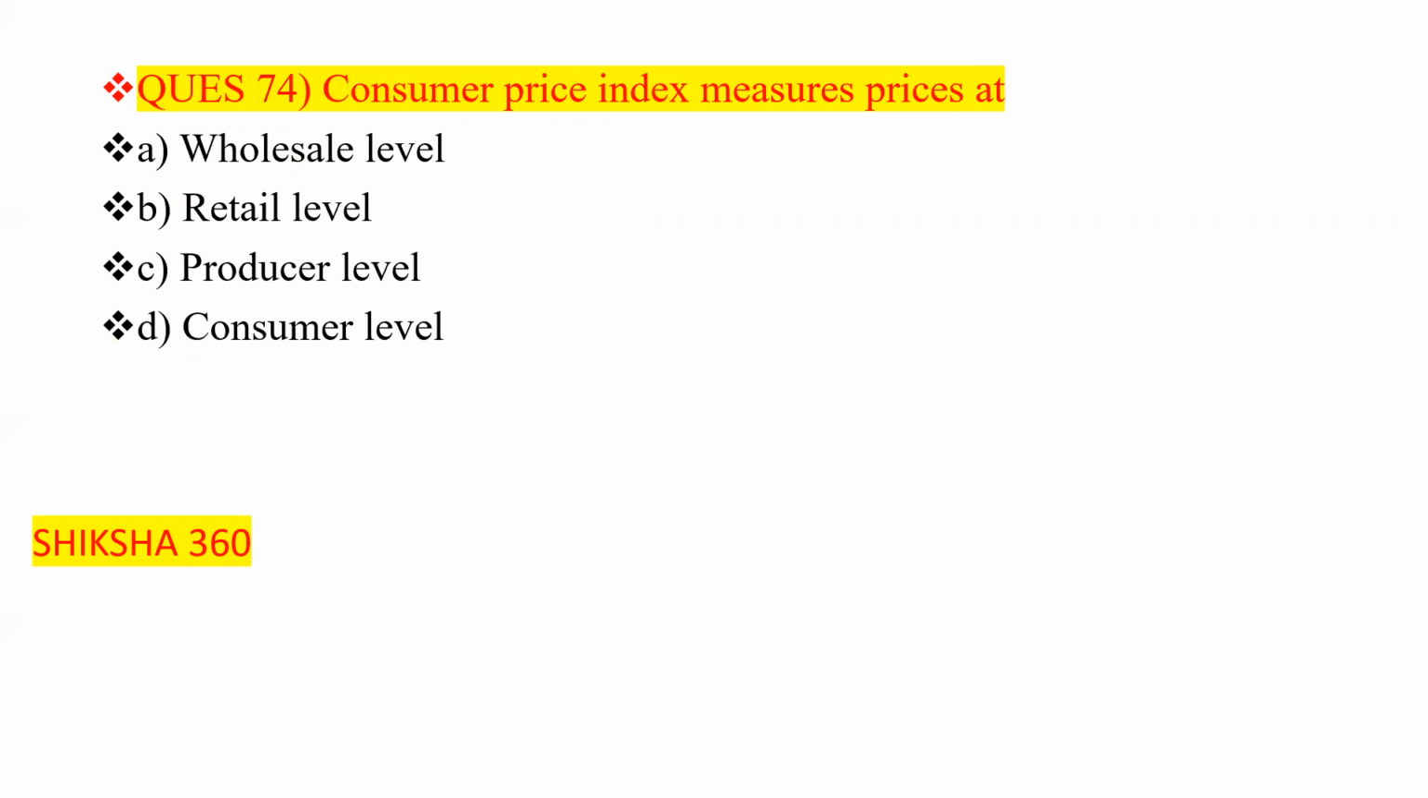Consumer price index. At which level does the consumer price index measure prices? Wholesale level, retail level, producer level, or consumer level? Earlier, it was measured at the wholesale level. Now, presently, it is measured at the retail level. So option B is the answer, that is retail level.